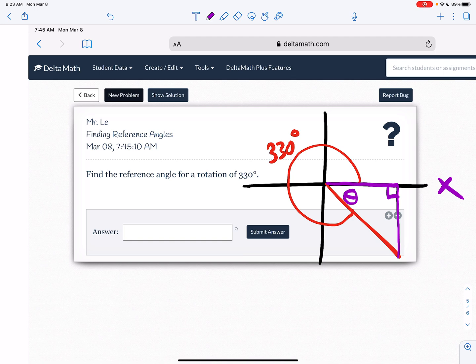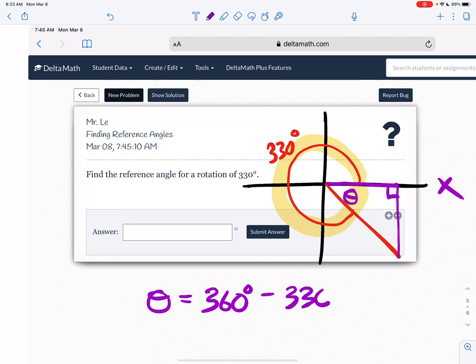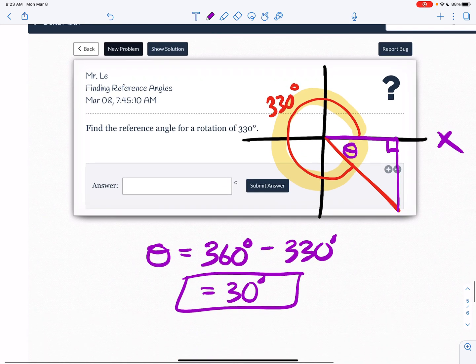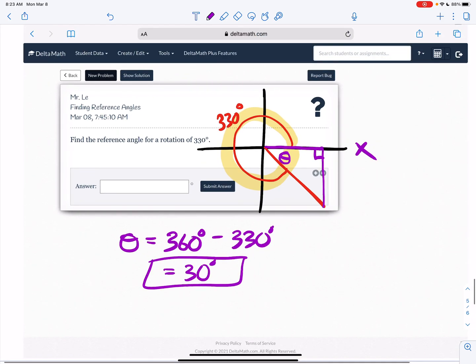Logically, to make sense of this, I know that a full circle makes 360. So if I take away all that red, I'll get that purple theta left. So theta is going to be the full circle minus the angle that we have there, which is 30 degrees. Okay, and that's it.